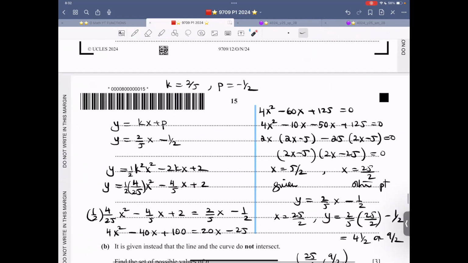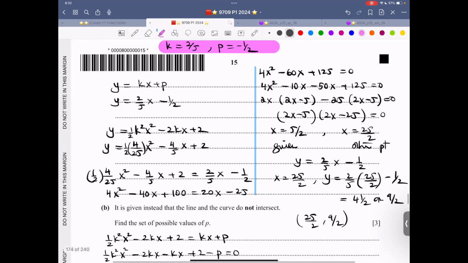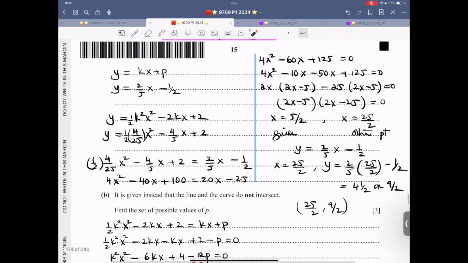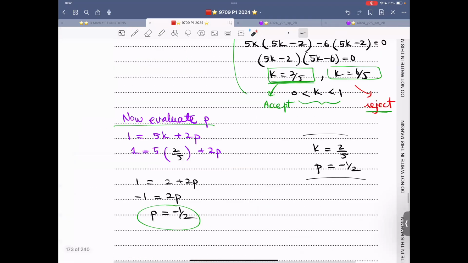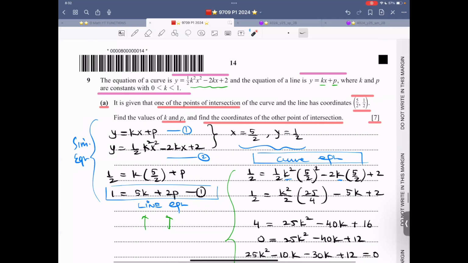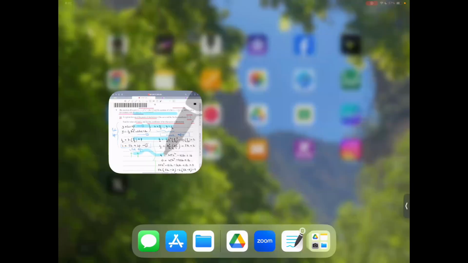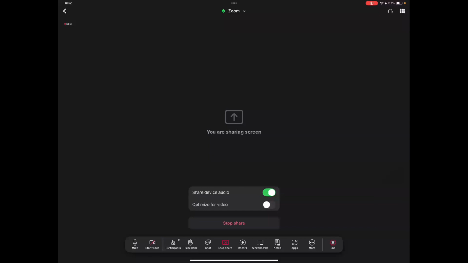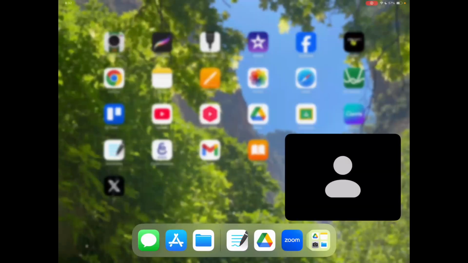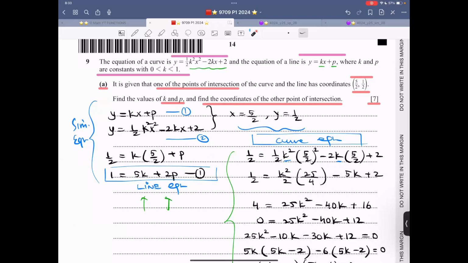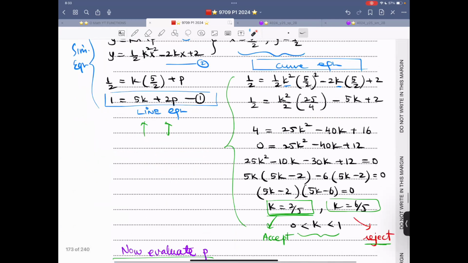Now, when you go to the next page, copy the answers from the first part. I have written the answers from the first part over here, so that I don't have to flip the pages over and over again. Now, the second part. 7 marks has some other stuff also. We have to find the coordinates of the other point of intersection. One of them will come out to be this. We are looking for the other point.